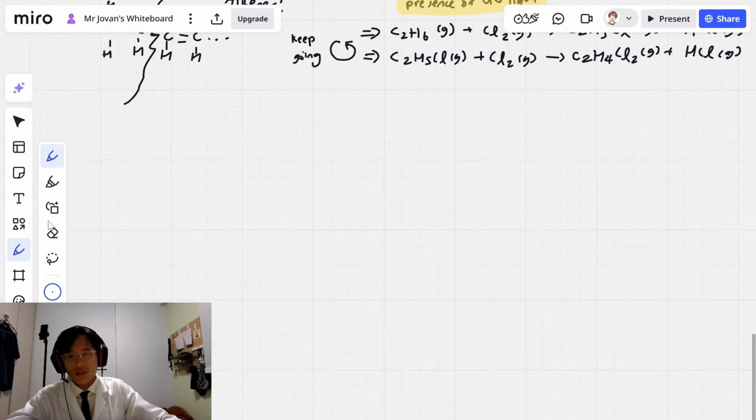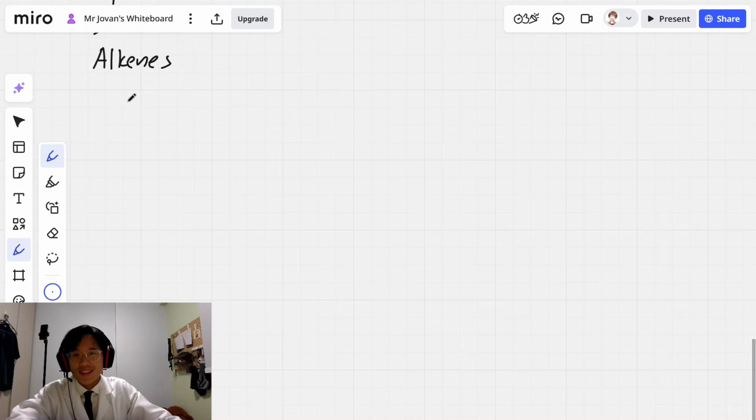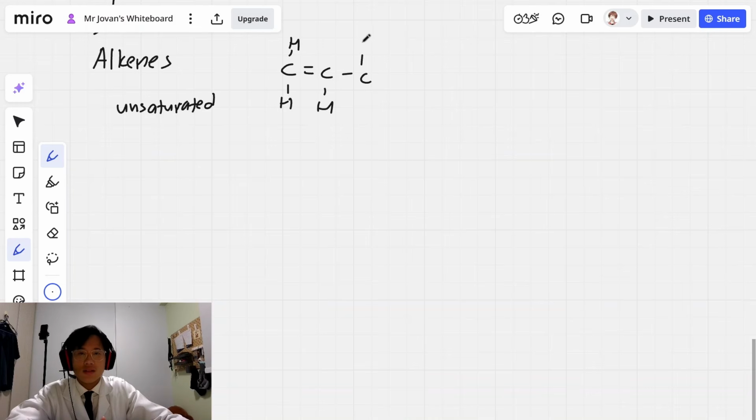Now we are going to talk about alkenes. Make a very wild guess: if alkanes are saturated, what are alkenes? Wow, you are so smart. Unsaturated. I'm going to give you an example of an alkene. So C, C, double bond, C, C. This is an example of an alkene.